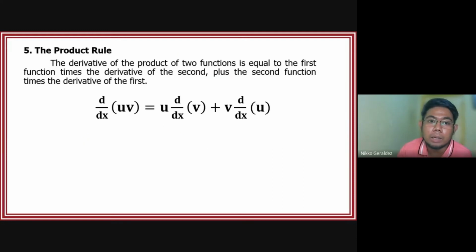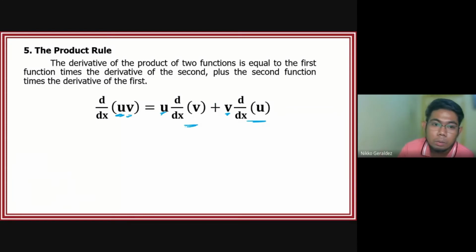Next, product rule. So, product of two functions, u times v. Gagawin mo, kopyahin mo lang first function, then multiply mo sa derivative ng second function. Then plus, second function, multiply mo sa derivative ng first function. U times derivative of v plus v times derivative of u with respect to x.